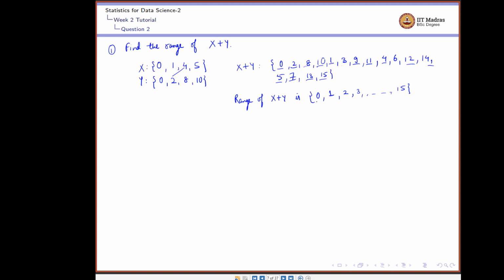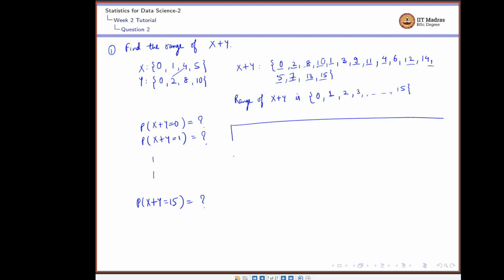Now we have to find what is the probability that x plus y equals 0, what is the probability that x plus y equals 1, up to what is the probability that x plus y equals 15. Let's see it here. Probability that x plus y equals 0.